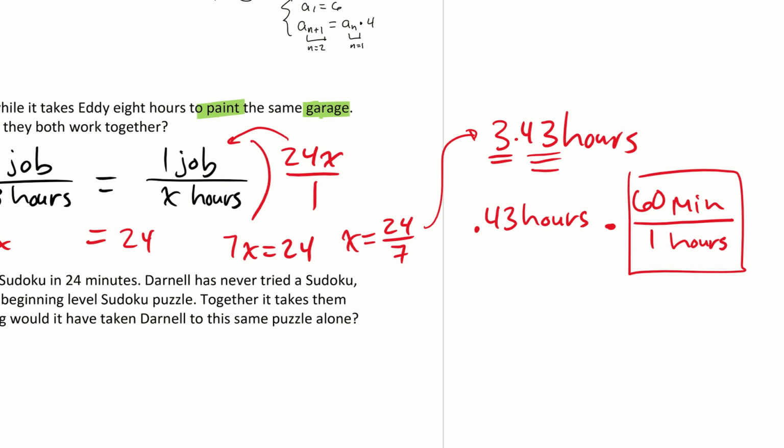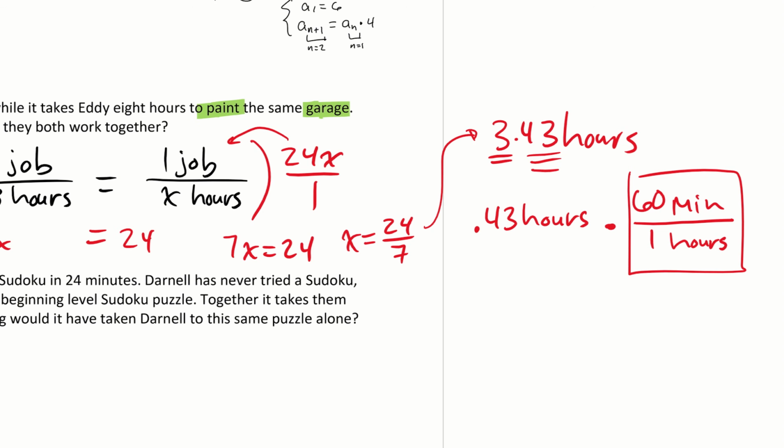So I'm just taking 0.43 hours and I'm multiplying it by the number 1. And it's the number 1 because of the units that are attached with the numerator and denominator. Of course, if I multiply something by the number 1, I don't change its value, what its quantity is. I'm just changing the units of it, or the form that it's in.